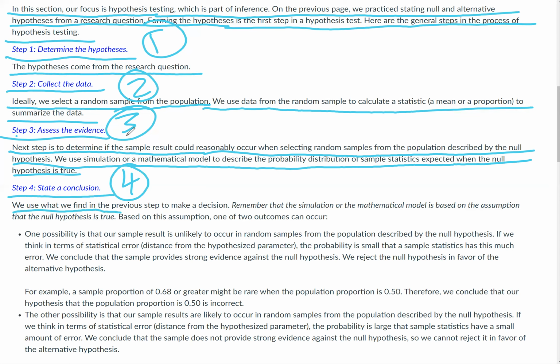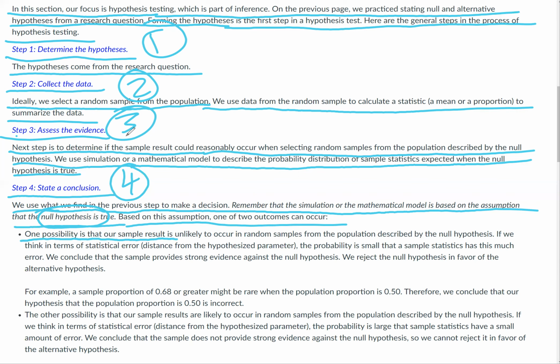We use what we find in the previous step to make a decision. Remember that the simulation or the mathematical model is based on the assumption that the null hypothesis is true. So we're going to assume that it's always true, and then if we find evidence to the contrary, then the alternative hypothesis is true. Kind of like when there's a trial, you're innocent until proven guilty. So it's kind of like that for the null hypothesis. We're going to assume that's true, and it's innocent until it's proven that it's not true and it's guilty, sort of. That's a weird example, but something like that helps me remember.